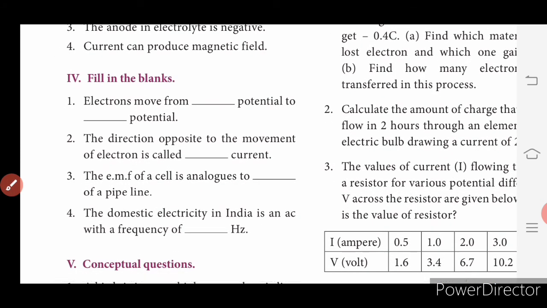Okay. Then fill in the blanks. Electrons move from dash potential to dash potential. Low potential to high potential. Then second one is the direction opposite to the movement of electron is called conventional current. Then third one, the EMF of a cell is analogous to water pump of a pipeline. Then fourth one, the domestic electricity in India is an AC with frequency of 50 Hertz.